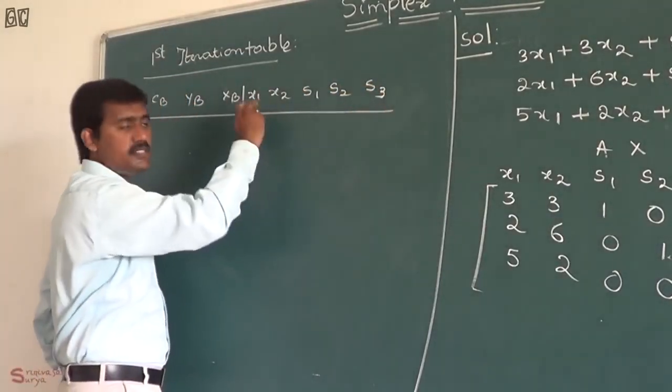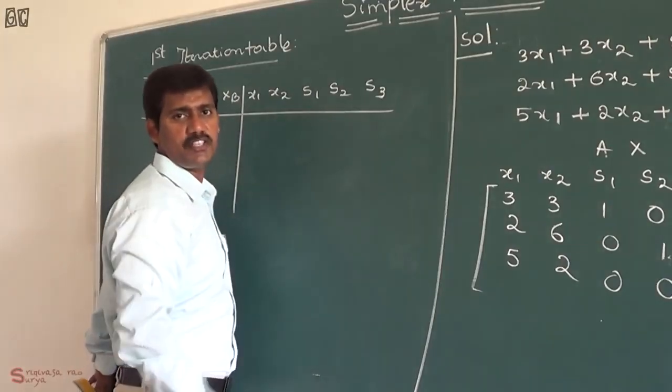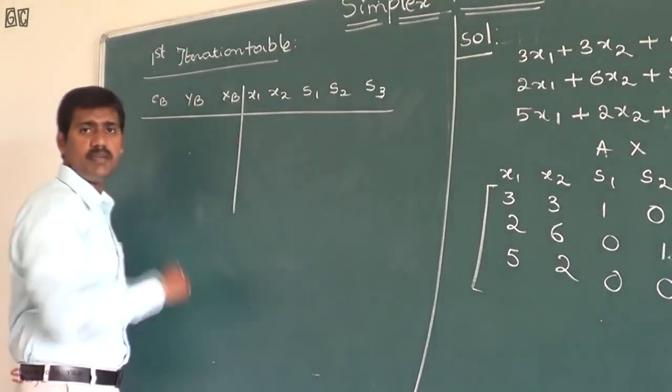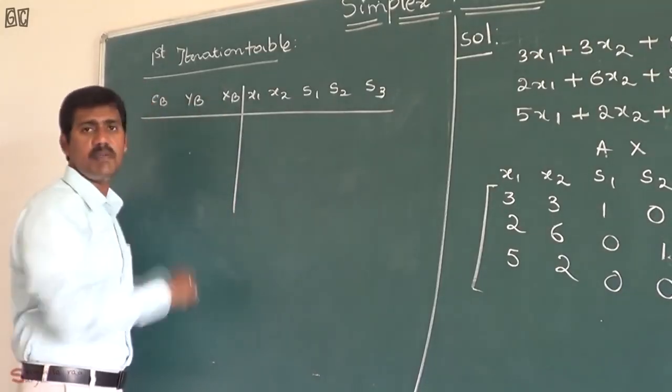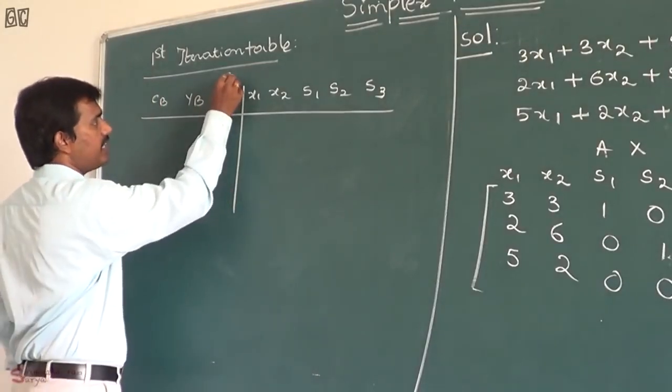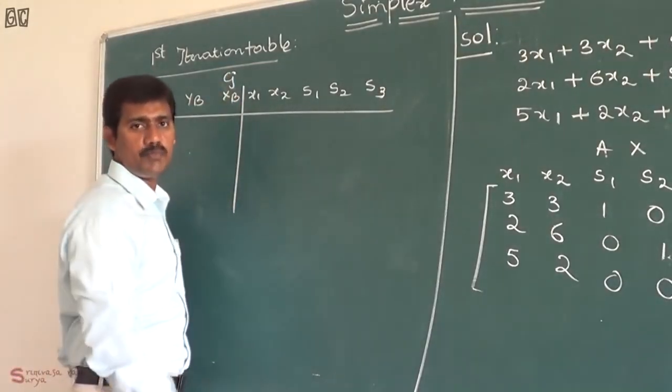So we have the variables x1, x2, and all these slack variables s1, s2, and s3. What is CB? That is the cost of the introduced variables. YB means the introduced variables, and XB means Ax equal to B, that is the constants. And we have a Cj. What is Cj? The modified objective function cost.